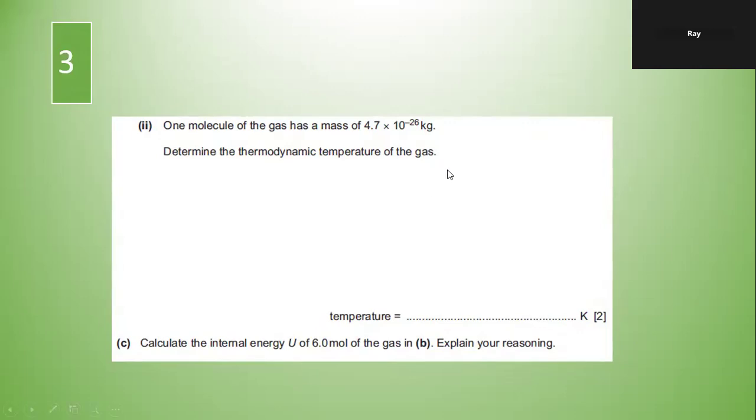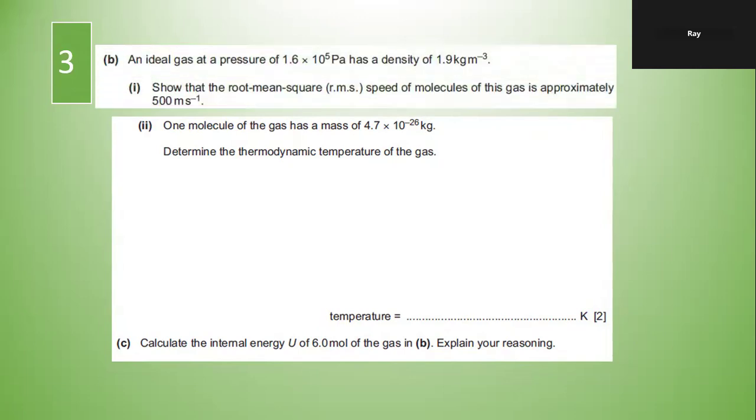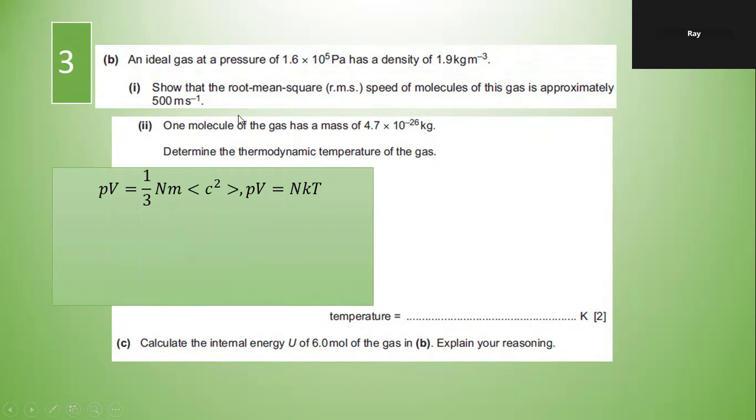One molecule of gas has a mass of that. Determine the thermodynamic temperature of the gas. What formula do you use? Half mc square. Use the kinetic energy formula, or derive it from these two formulas. NkT equals that one there. N and N can cancel off, so you get 1/3 mc square equals kT. PV is the same, N and N cancel off. So that's why you get this formula.